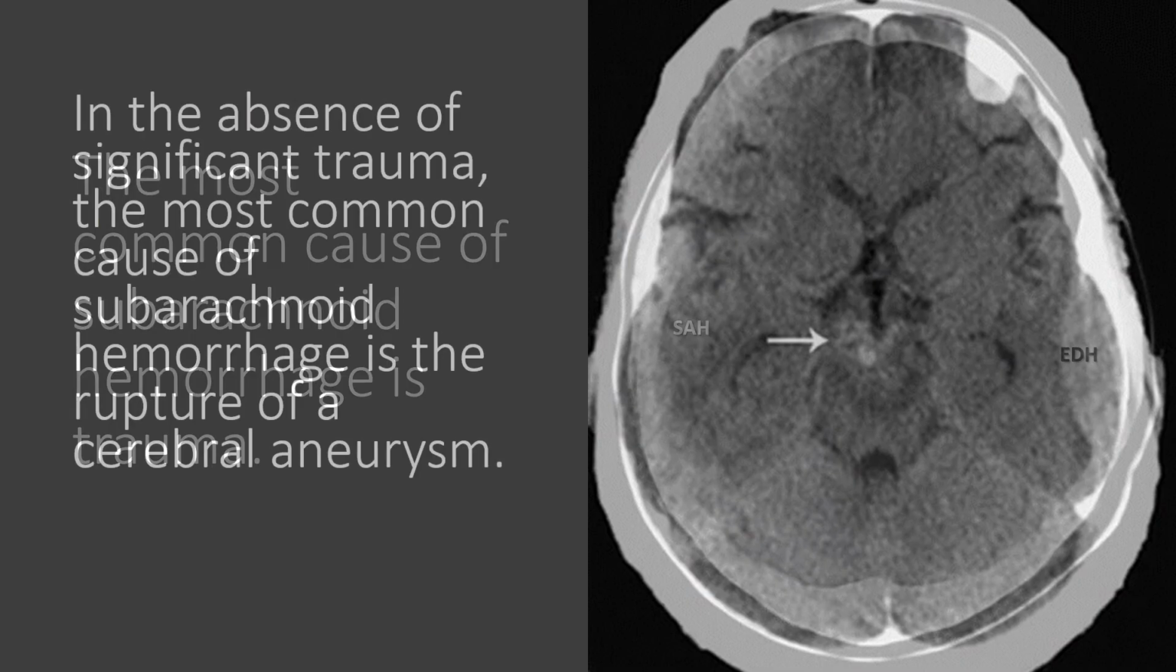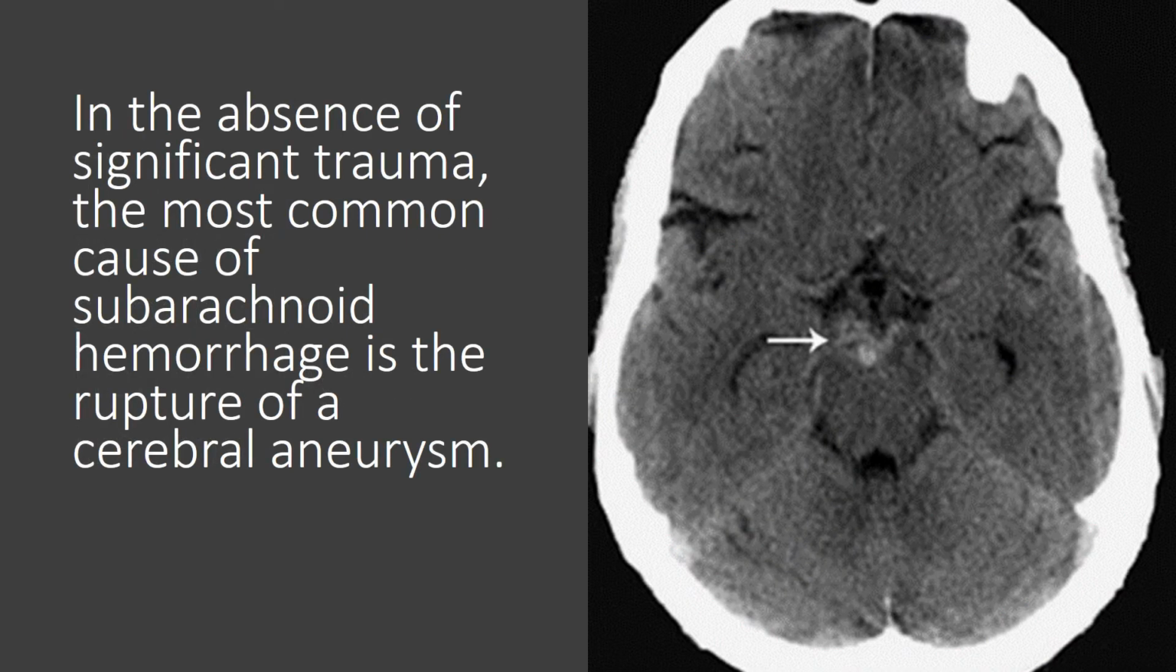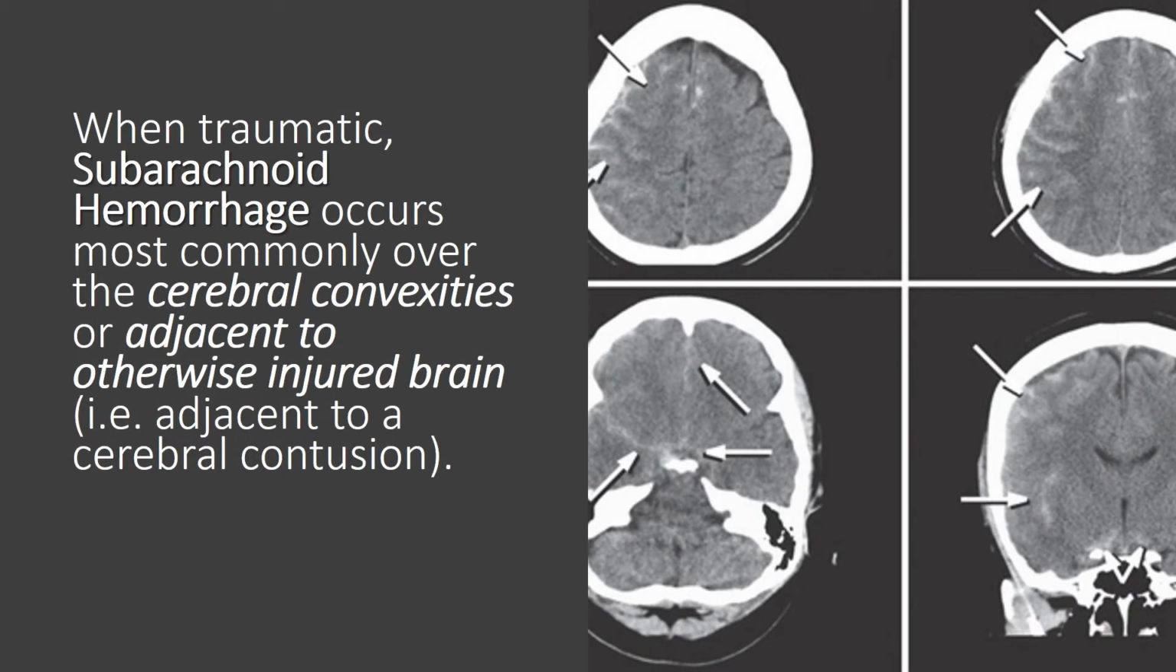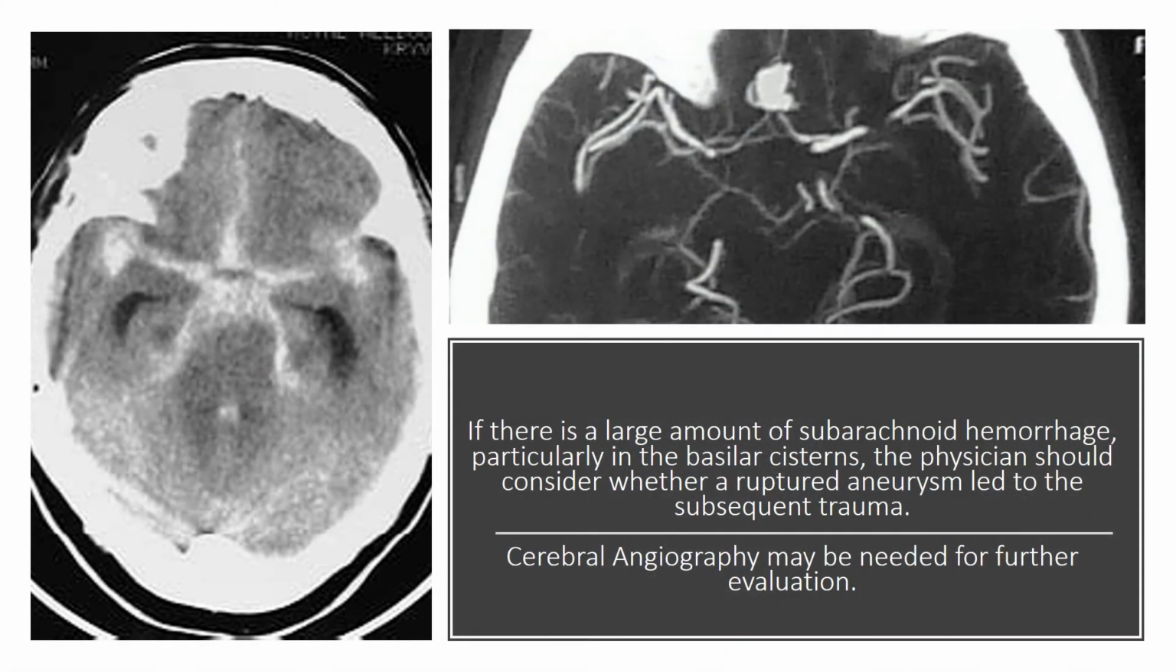In the absence of significant trauma, the most common cause of subarachnoid hemorrhage is the rupture of a cerebral aneurysm. When traumatic, subarachnoid hemorrhage occurs most commonly over the cerebral convexities or adjacent to otherwise injured brain, that is, adjacent to a cerebral contusion. If there is a large amount of subarachnoid hemorrhage, particularly in the basal cisterns, the physician should consider whether a ruptured aneurysm led to the subsequent trauma. Cerebral angiography may be needed for further evaluation.